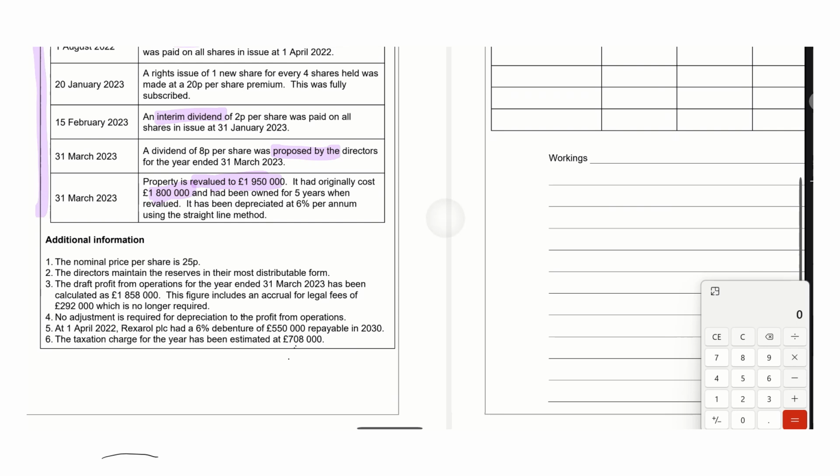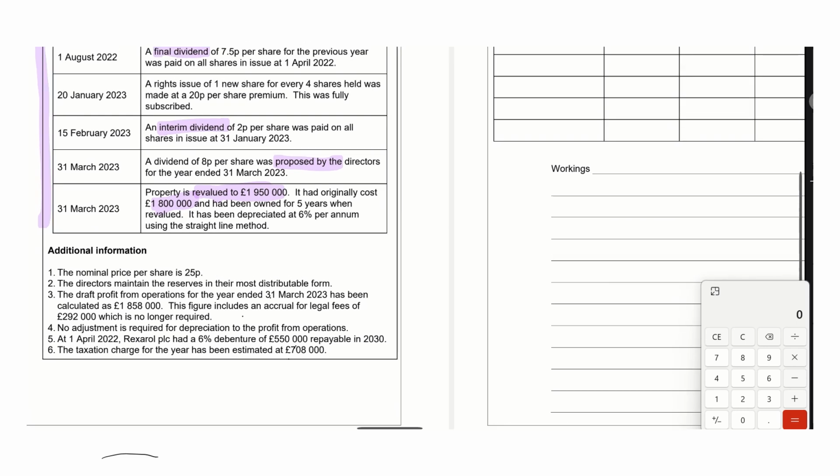Further to this, you have some additional information. The additional information refers to what the nominal price is, how to maintain the reserves, and some information about operating profit. It says the draft profit from operations, and then you have some other information about debentures, tax and depreciation.